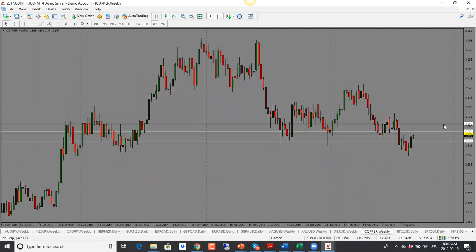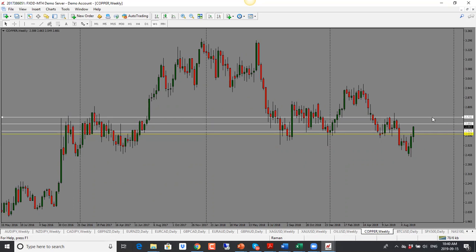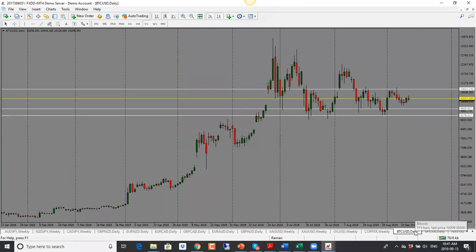Copper looking quite bullish here, so bias is bullish. First target 2.68, my apologies, and then next one here, 2.73 will be the second target here. So bias is bullish. Again, we could get a bit of a pullback here, and then a further move higher. So bullish bias for copper as well.